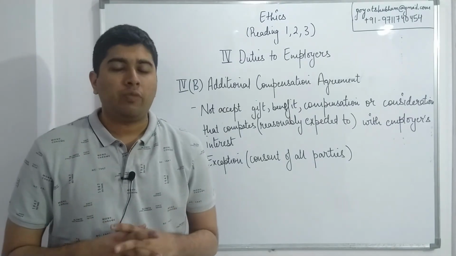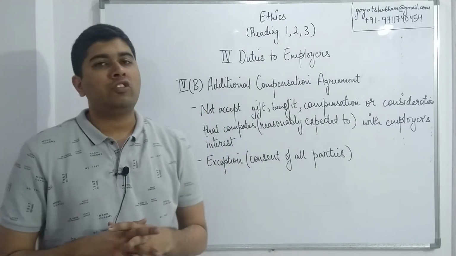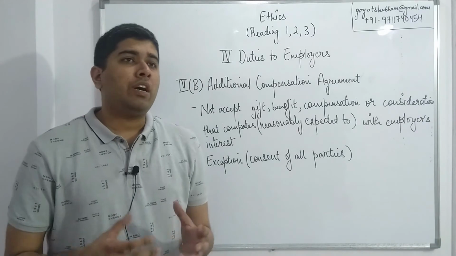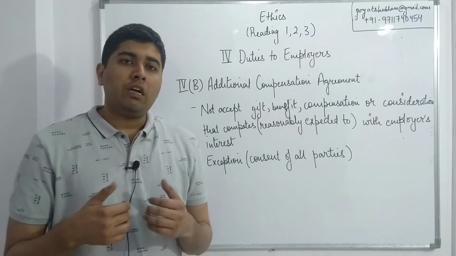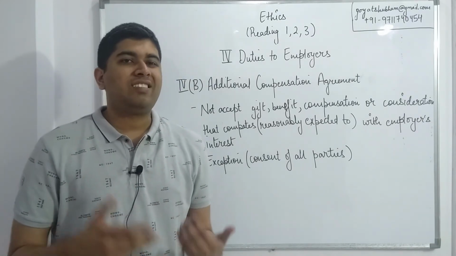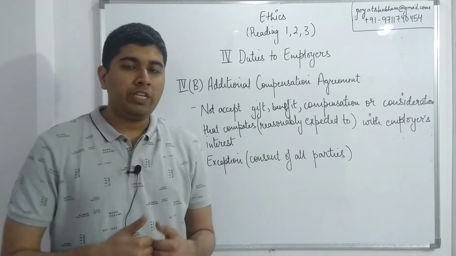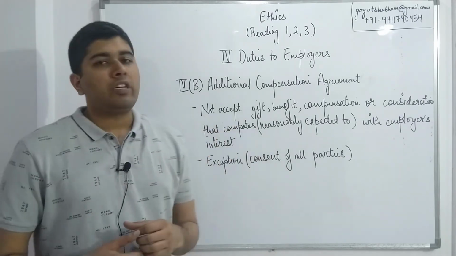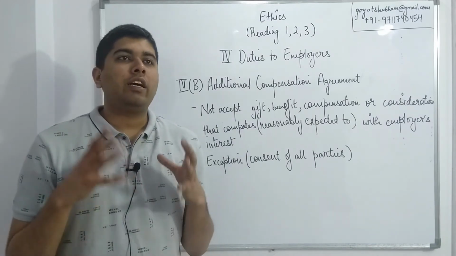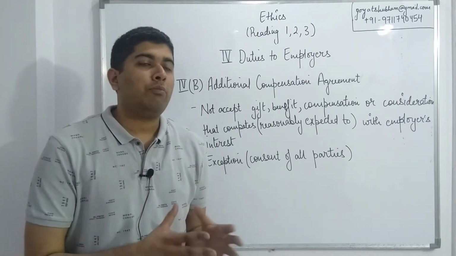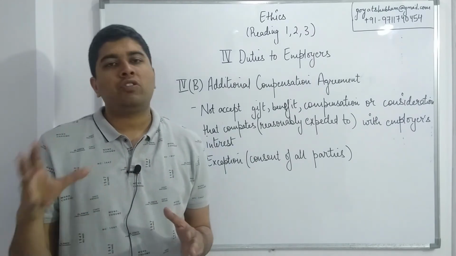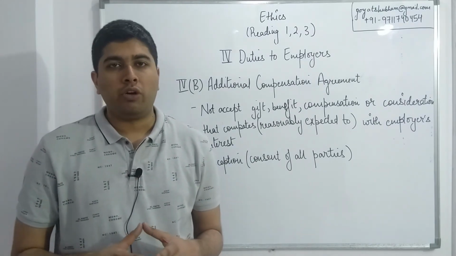So the next standard that we have is 4B, which is additional compensation agreements. Now, generally, when we are in some sort of an employment, our major source of compensation is the salary that the employer is paying to the employee for his services. Additional compensation agreement is talking about anything additional that the employee might be receiving from any outside source, aside from the salary that he is drawing from the employer.